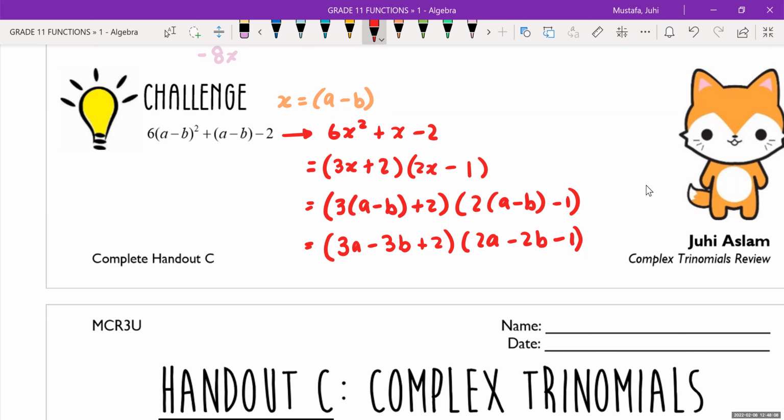Oh, we're making great time. All right, so I think maybe complex trinomials will require a little bit more practice than simple trinomials, just because, again, they're a little bit more complicated.